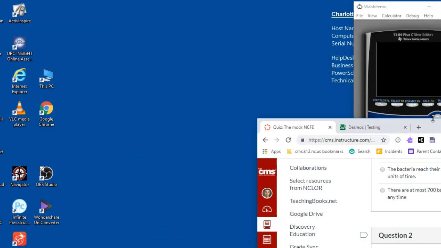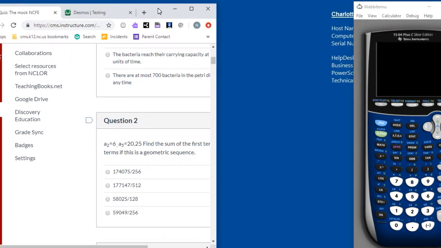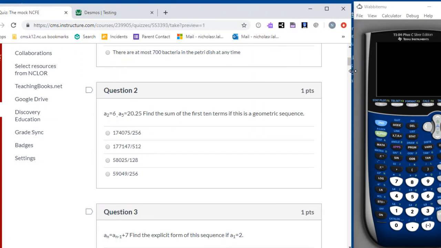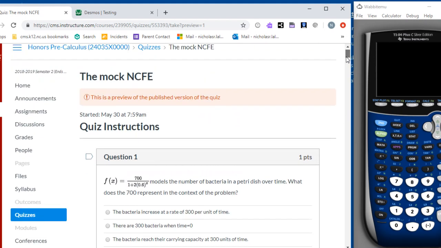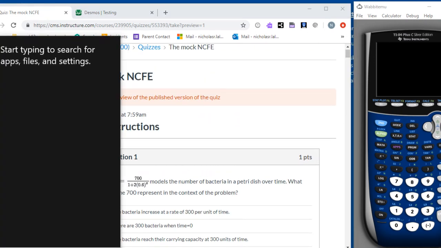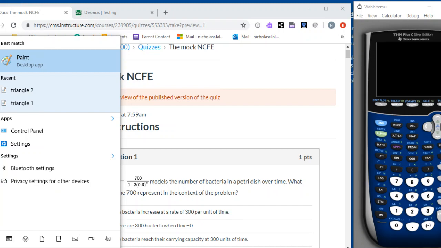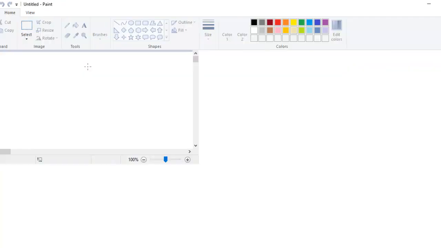So we're looking at, we're going to go through problems question by question on your mock NCFE practice test. Hopefully these problems will look similar to the problems that are on your actual NCFE. They're using the same pre-calculus standards.